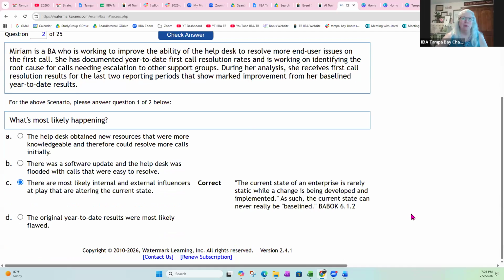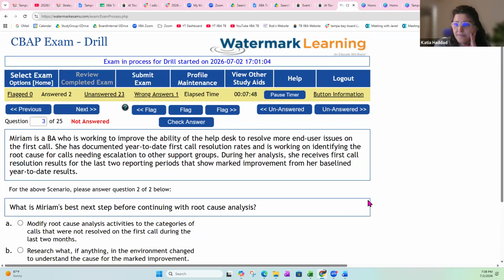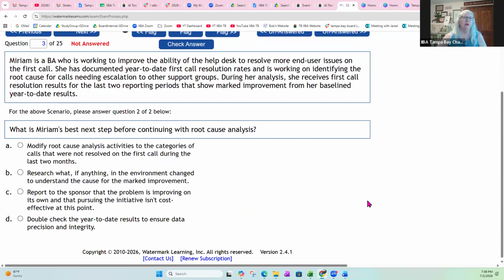The current state of an enterprise is rarely static while change is being developed and implemented. As such, the current state can never be baselined. So it's always talking about internal and external influencers that impact the current state. Very good. And next question on the same scenario. What is Miriam's next best step before continuing with root cause analysis?